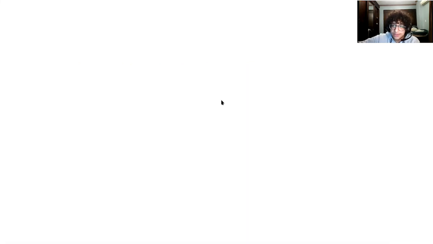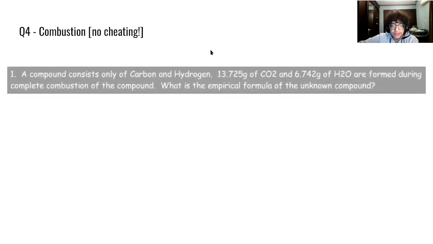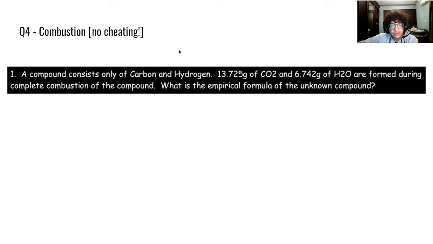As for the fourth question, and I believe this is a shout out to the people who threw some very good feedback in the comments of the previous videos, I'm going to leave this question to you. However, I entrust you with the responsibility of not cheating. If you're going to leave what you believe the answer could be in the comments, that would be greatly appreciated. A compound consists only of carbon and hydrogen. 13.725 grams of carbon dioxide and 6.742 grams of H2O are formed during complete combustion of the compound.